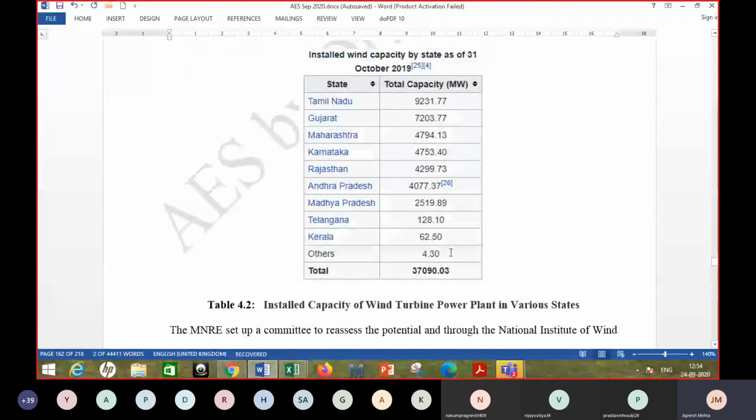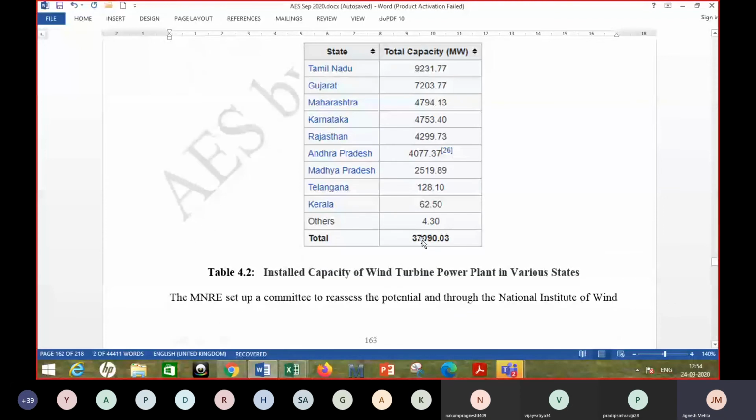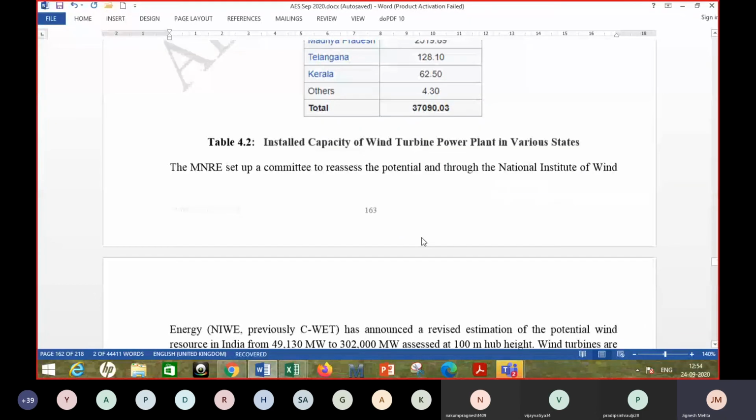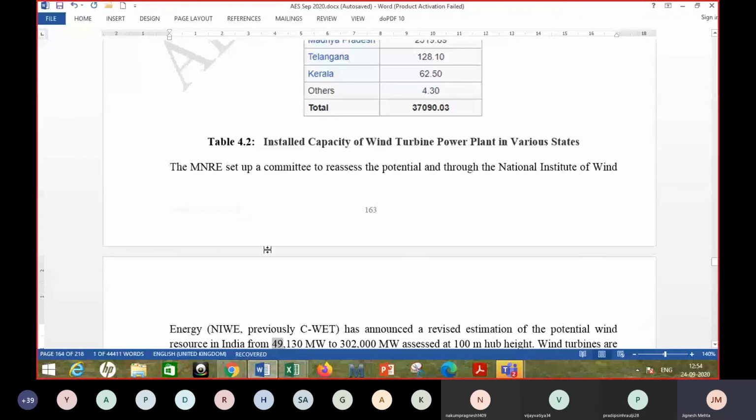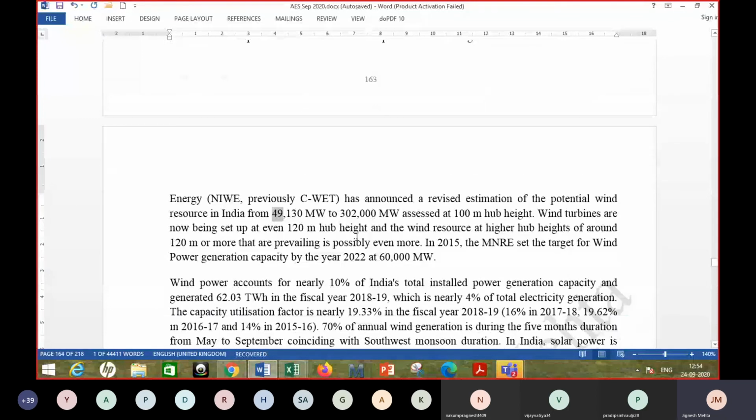So installed capacity is around 37 gigawatt in India. But what is the potential? Earlier, the potential was considered to be around 49 gigawatt only. So that way we were very close, 37 and 49. But then that was revised and now it is put at 302 gigawatt, at 100-meter hub height. Earlier, the hub height considered might have been lower.